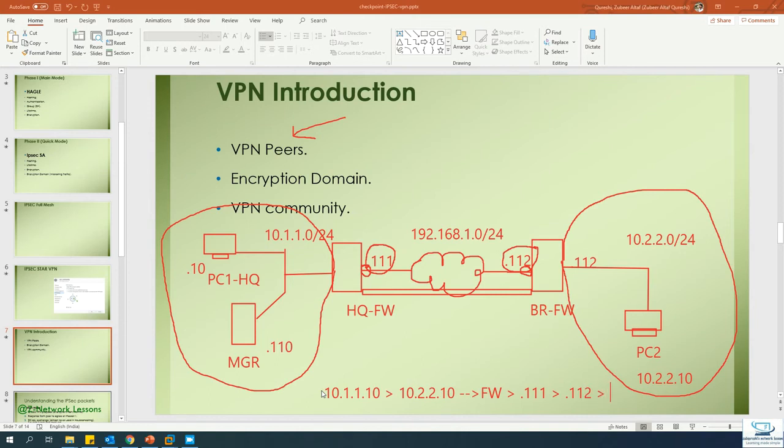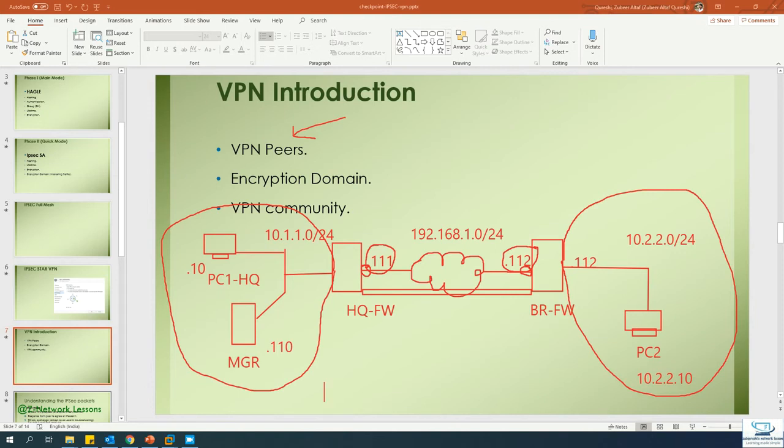Once this reaches firewall 2, the branch firewall, it will have the decryption key that is required to decrypt this packet. Once it decrypts the packet, it sees that the packet is actually for 10.2.2.10, and it checks the routing table and forwards it to 10.2.2.10 inside. But before that, obviously you will have policies that will be checked. We have to create those policies, and I'll show you that. So hope you understood this encryption domain. In Cisco we use this as an ACL, but here you have to define it, and I'll show you where you will be defining all this.